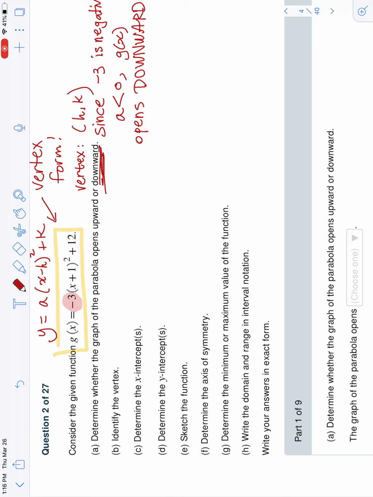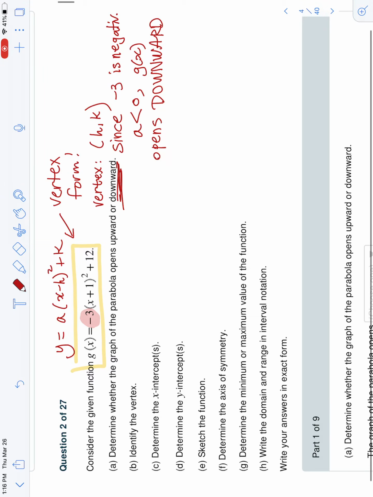downward. Okay? This is going to be one of the easiest problems on your test, right? You just have to look at the a value. If it's positive, it's going to open up. If it's negative, it's going to open downward. All right, let's do identifying the vertex.